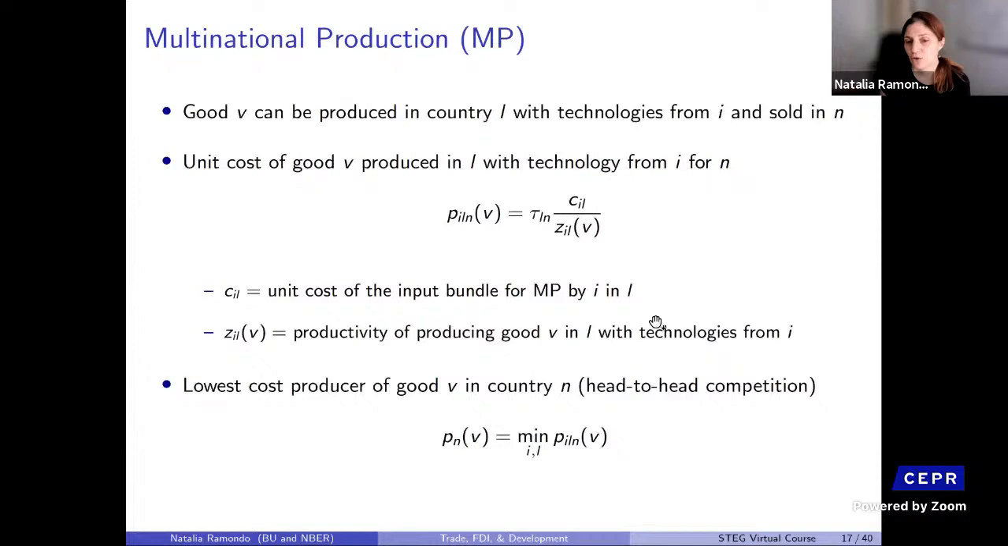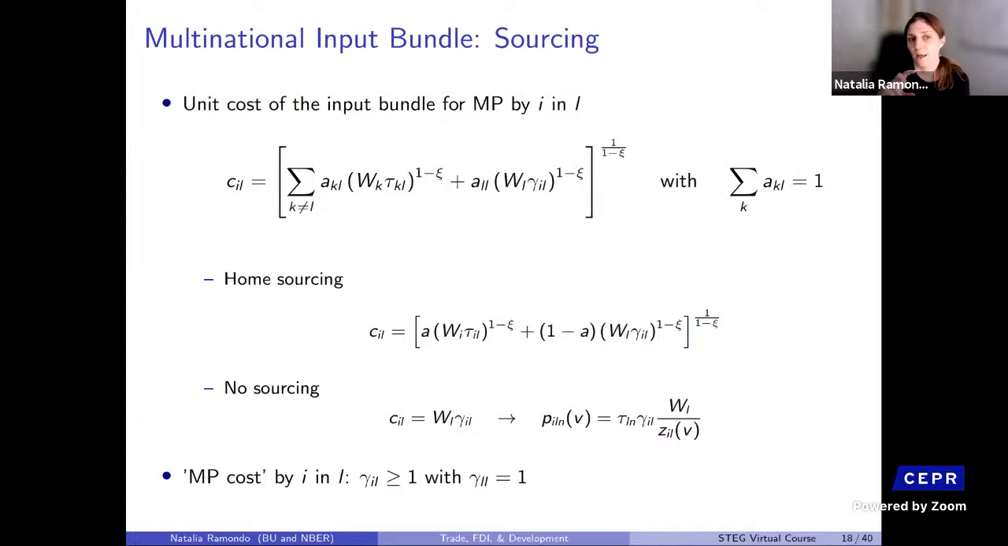So let me talk about these two objects, okay? I'm going to do more regarding the distribution of this random draw, and I can do a lot of things with that. So I call that c_il the multinational input bundle. And you can introduce sourcing through that object, basically. So what you can do is say, okay, I'm an affiliate in l from i. Well, I can source labor or inputs from l. I have to pay a cost, I'll tell you in a second.